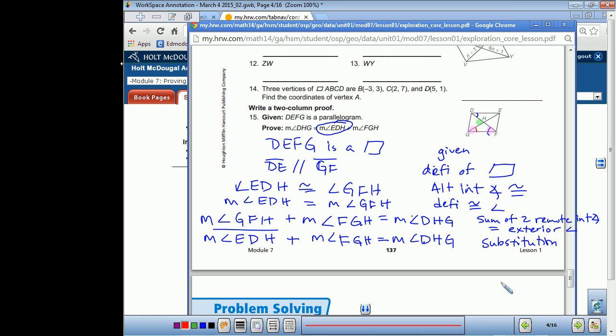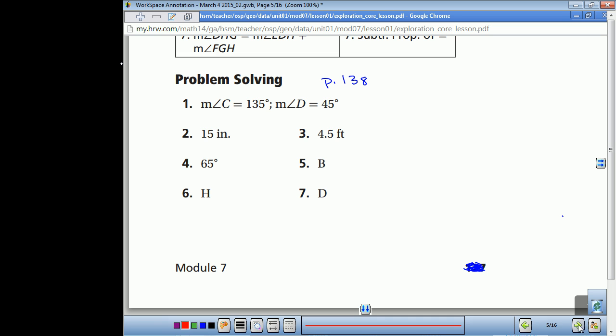Okay, you can't do CPCTC until you've said a triangle is congruent to another triangle. Okay. 138, guys. 138.